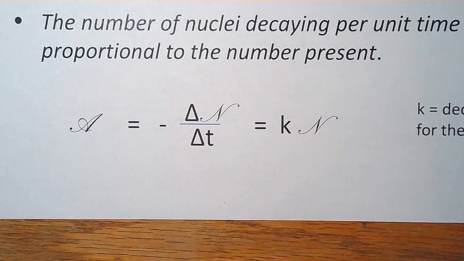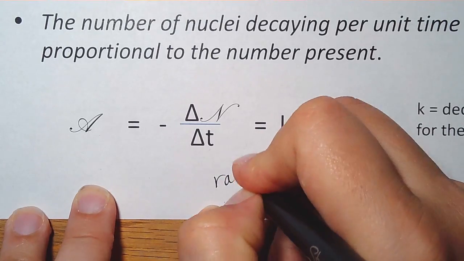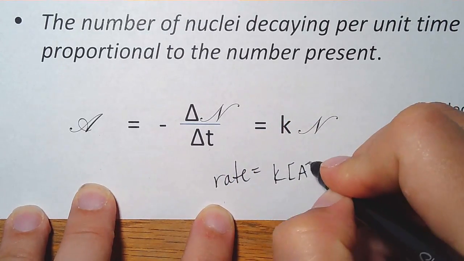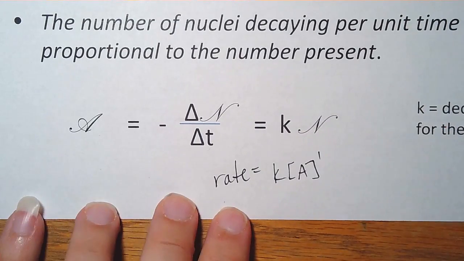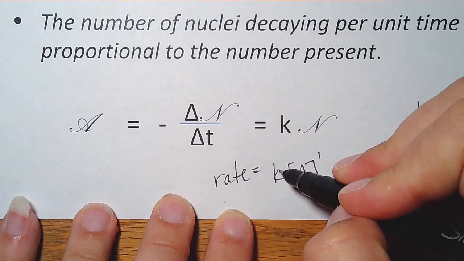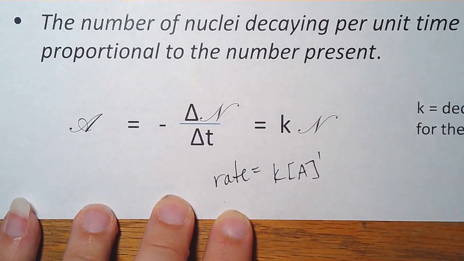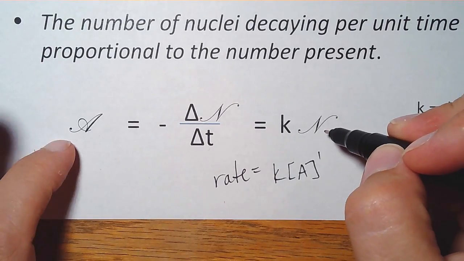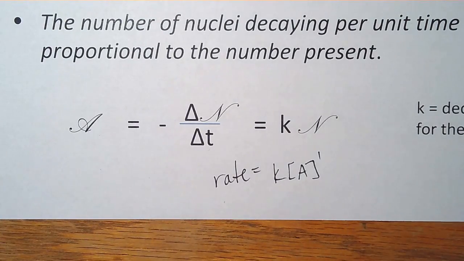Since this is very similar to what we've seen before, where rate is equal to k times the amount of A to the first power, this is where we get the idea that this is first order. Rate is proportional to the amount. As the number of nucleides decrease, the amount of activity we get also decreases.